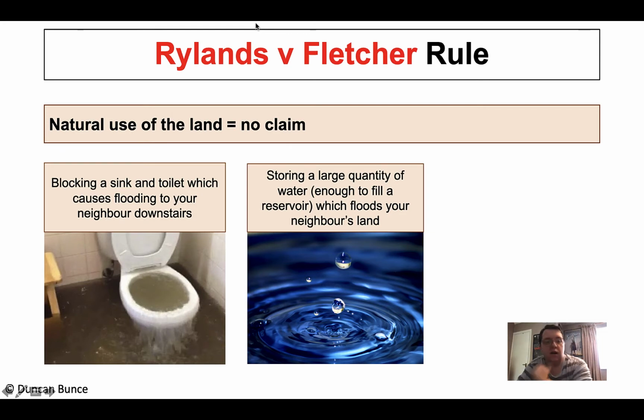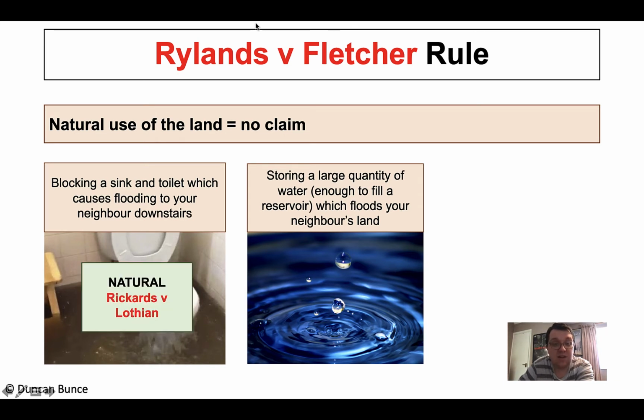So firstly, blocking a sink and toilet which causes flooding to your neighbour downstairs. Would that be a non-natural use of the land or natural? The courts decided here that it was natural, because that facility on your land, toilet and sink and so forth, and naturally the plumbing that goes with it, is something that is essential and expected of somebody's property. That was decided in the case of Rickards and Lothian.